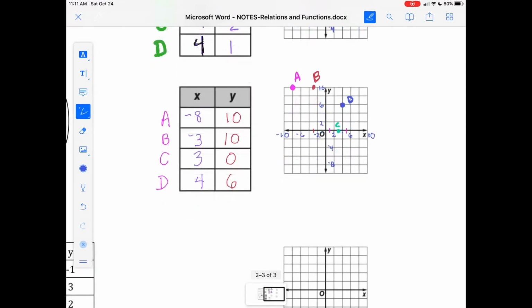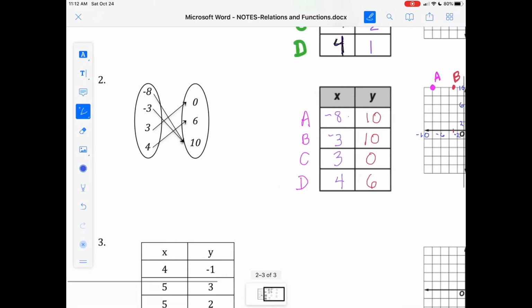And if we wanted to identify if this is in fact a function or not, I can look at the graph and see that if I were to put a vertical line anywhere on that graph, it would not hit more than one of those points at once. I can also see on my mapping that for every x, there's only one y value that it maps to.